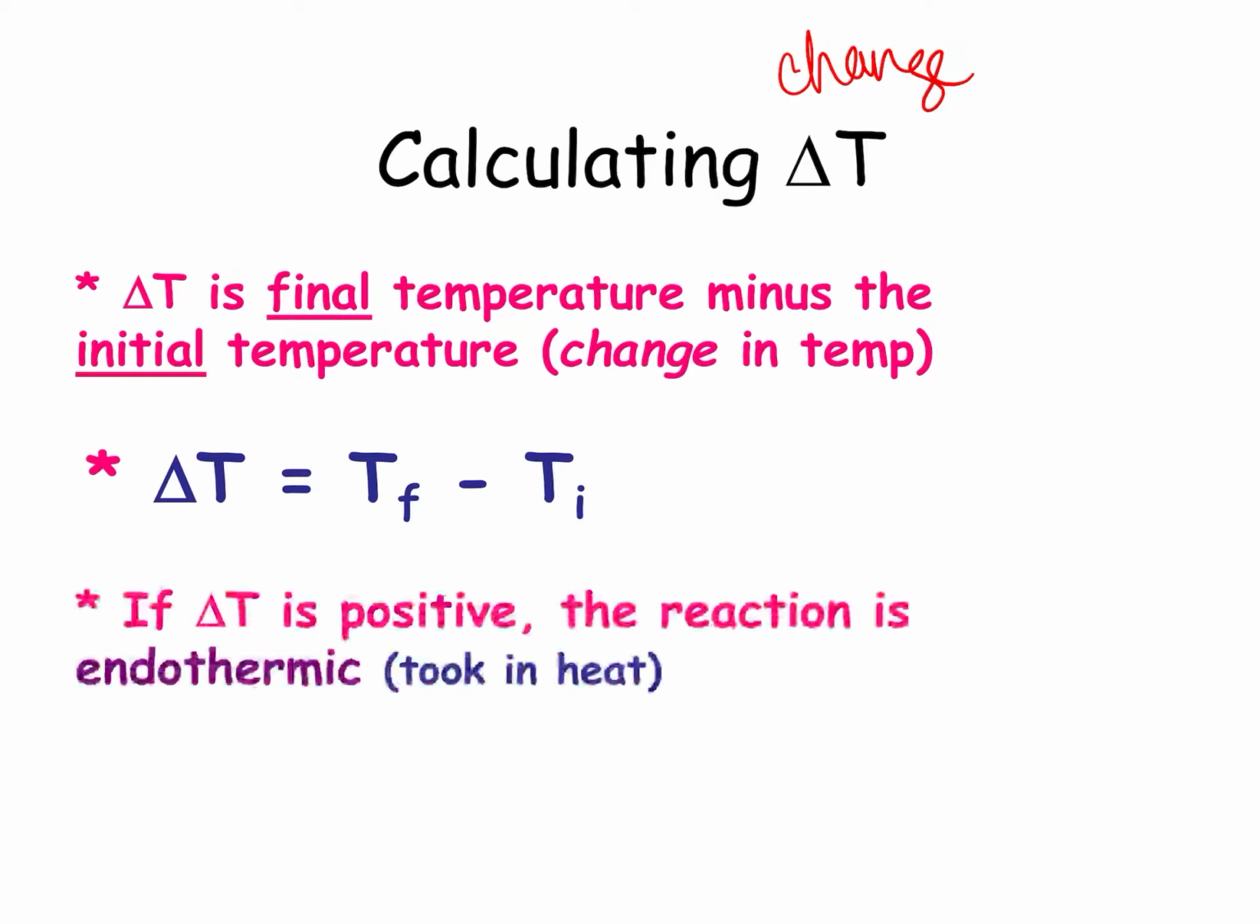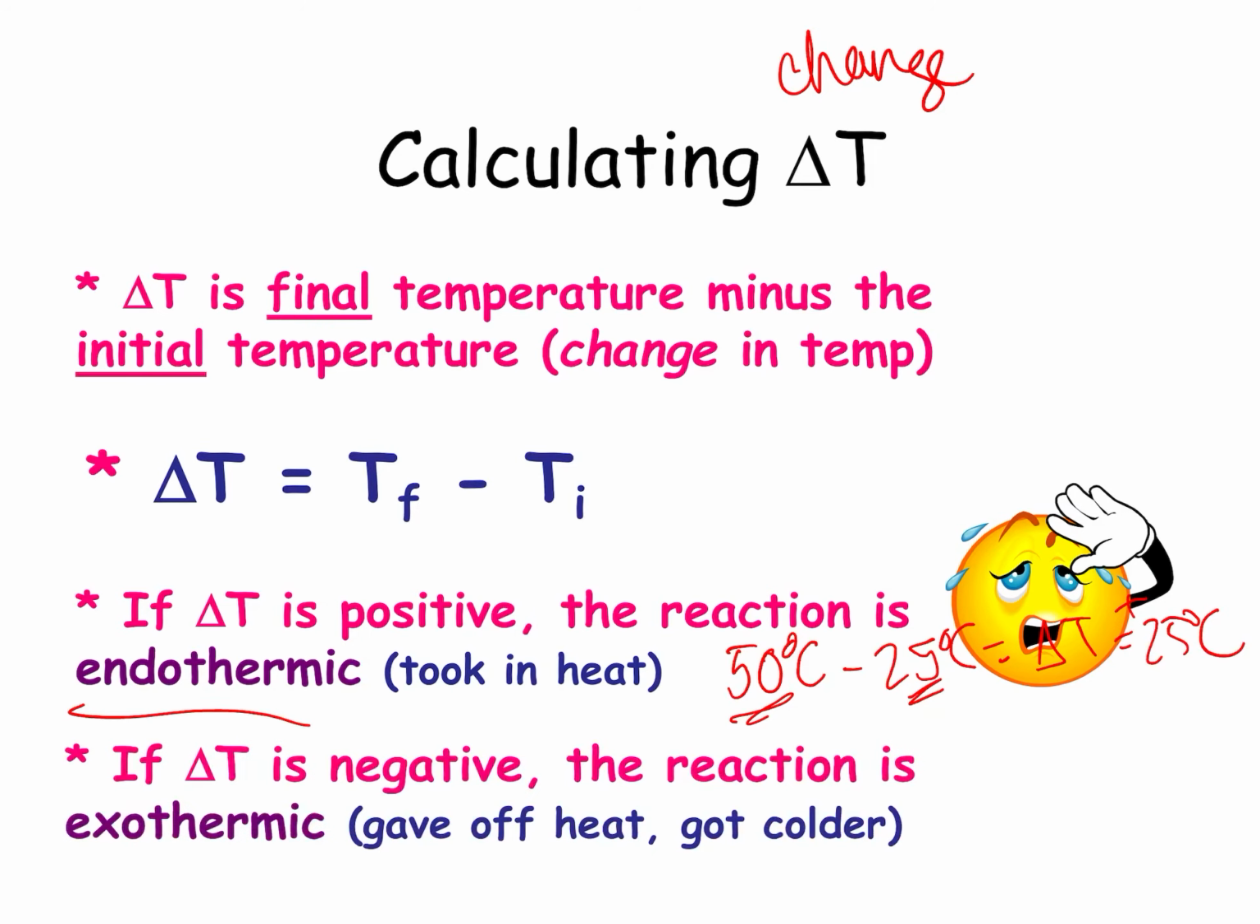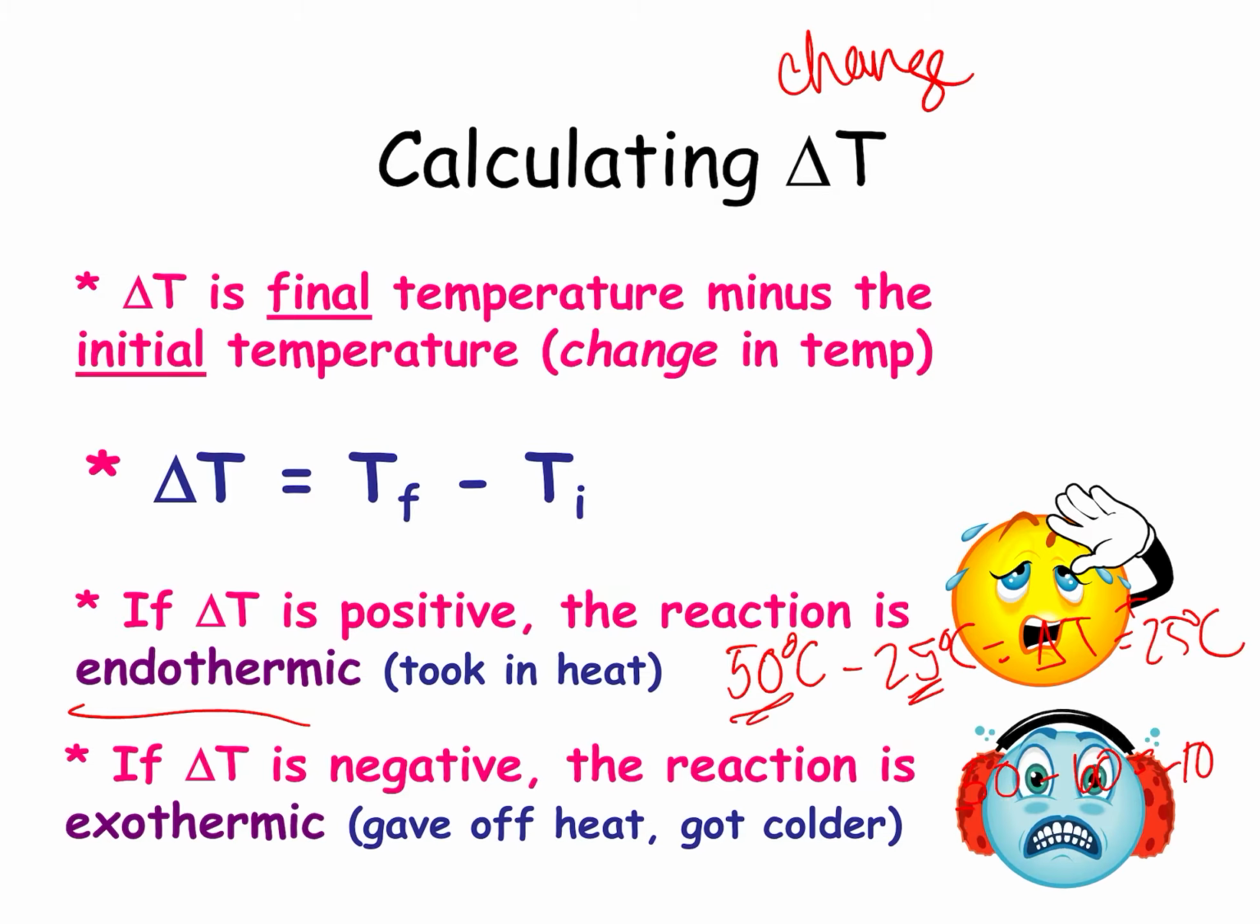If delta T is positive, that means we absorbed heat. So for example, if we ended at 50 degrees Celsius and we started at 25, your delta T would be 25 degrees Celsius, and seeing as that's positive, it was endothermic, which makes sense because you started at 25 and you got to 50, you must have taken heat in. If delta T is negative, that means the reaction is exothermic. So let's say we ended at 50, but we started at 60, final temperature change would be negative, which means, yeah, we were at 60, we became 50, we must have given heat off.